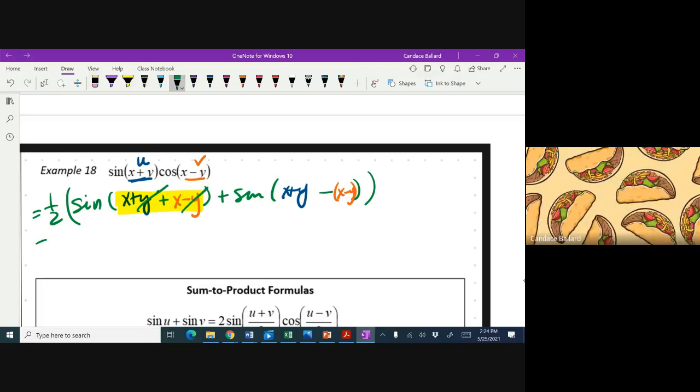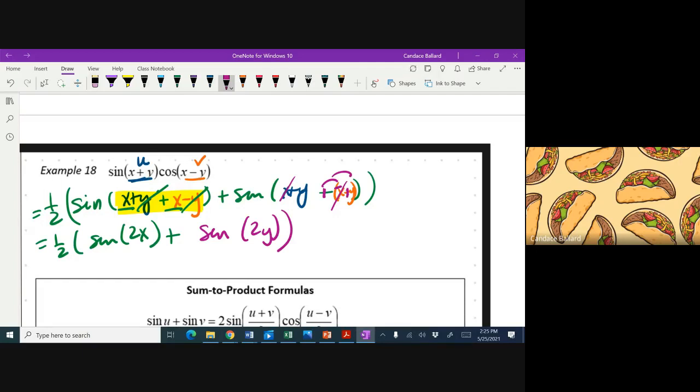I'm still going to have this 1/2 in front, so I'd get sine, and then x plus x would be 2x. And then back here, what I'm going to do is I'm going to distribute that negative in. So it would be negative x, positive y. So in this case, in the back, the x's cancel, so I get sine of 2y. And that's my final answer on that one.